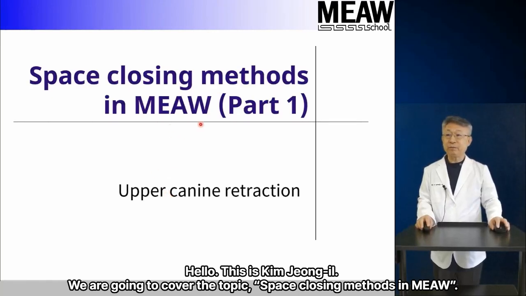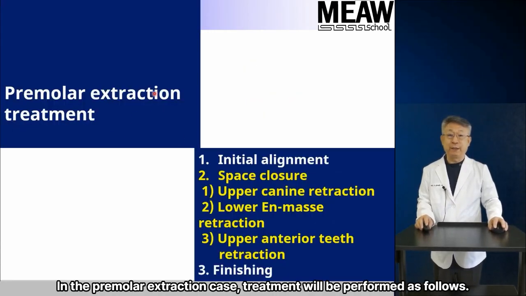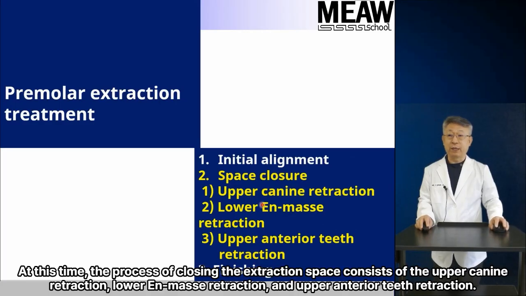We are going to cover the topic space closing methods in MEAW. The first part is the upper canine retraction. In the premolar extraction case, treatment will be performed as follows. 1. Initial alignment. 2. Space closure. 3. Finishing. At this time, the process of closing the extraction space consists of the upper canine retraction, lower en masse retraction, and upper anterior teeth retraction.